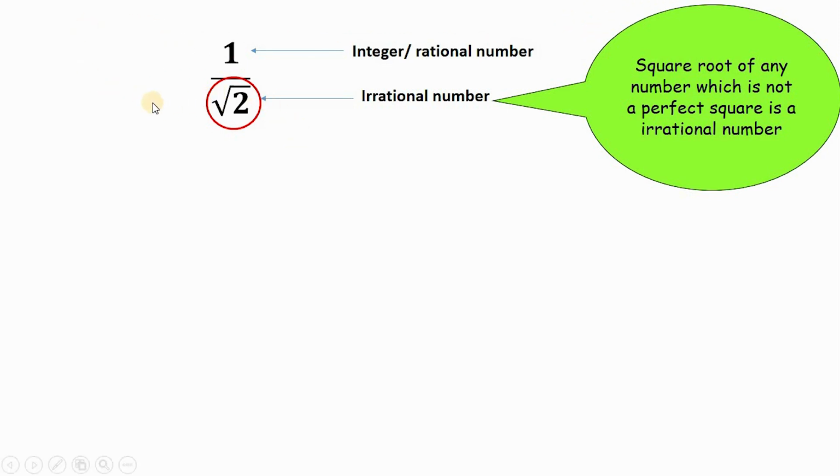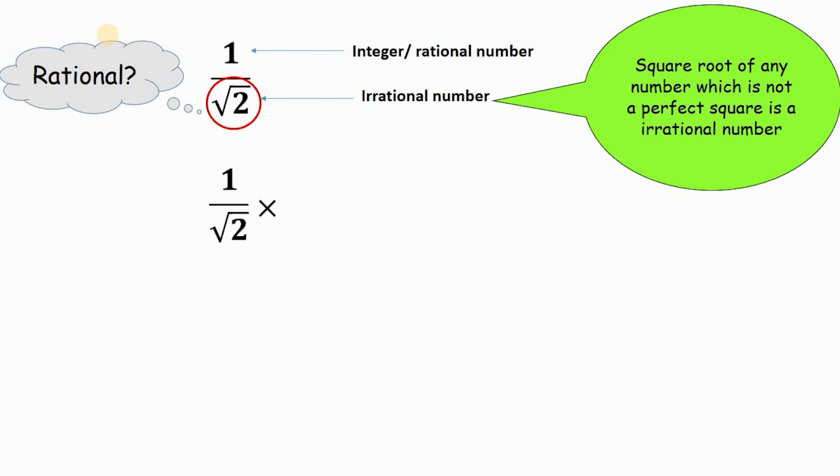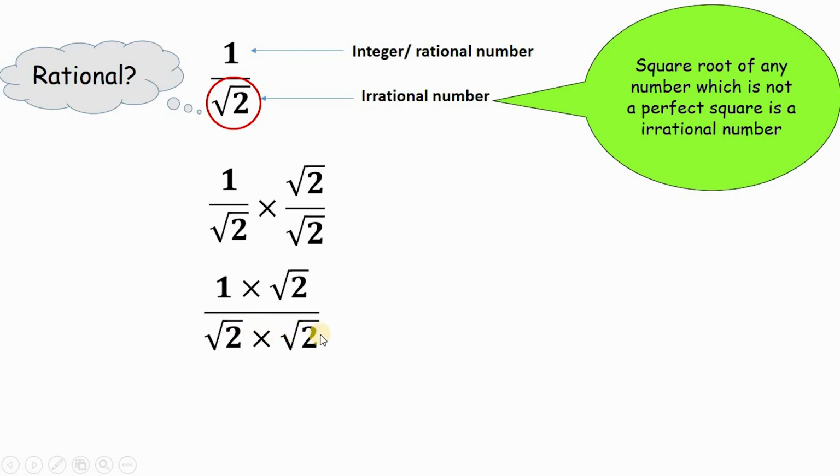So how do we make this square root of 2 into the rational form? Here we need to think about a number which, when you multiply it with the square root of 2, we should get a rational number. So what we do is multiply both the numerator and denominator by square root of 2. So what we get is 1 into square root of 2, and the denominator is square root of 2 into square root of 2.